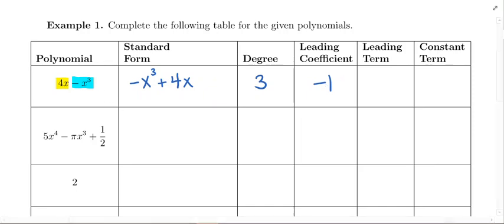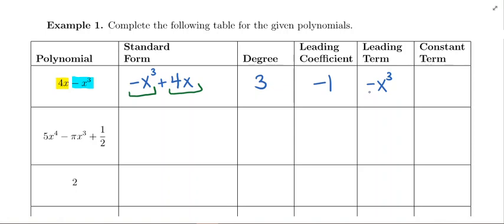The leading term, now make sure you understand the difference between the leading coefficient and the leading term. The leading term is the actual piece. So this is a term, this is a term. The leading term is the term with the highest power of x. So the leading term is negative x cubed. The leading coefficient is the number in front of the highest power of x. So it's essentially the number associated with the leading term.